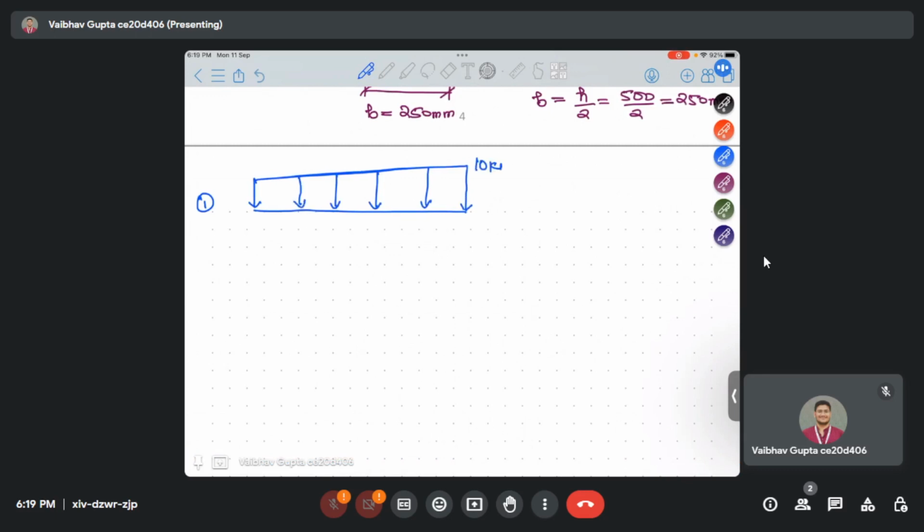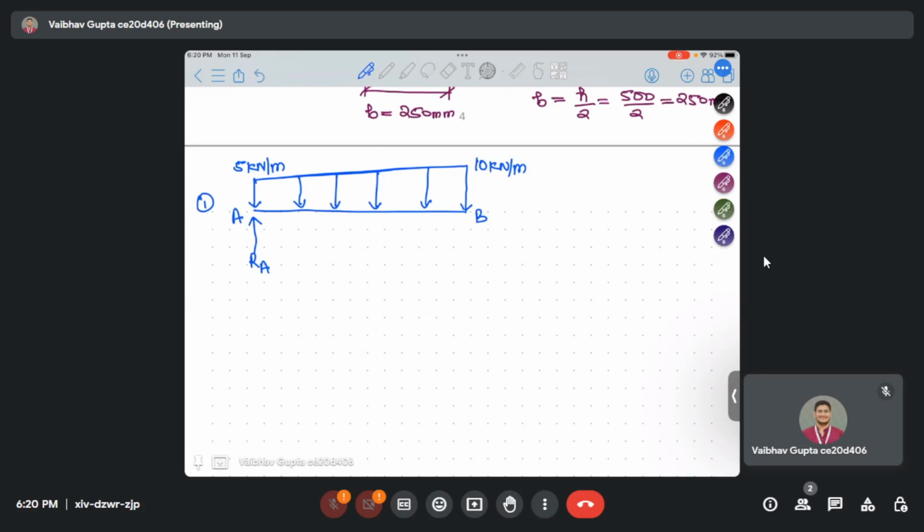Here 10 kilonewton per meter. You can see it's a trapezoidal shape. And this reaction RA will be acting at point A, according to the free body diagram. This is A, this is B.